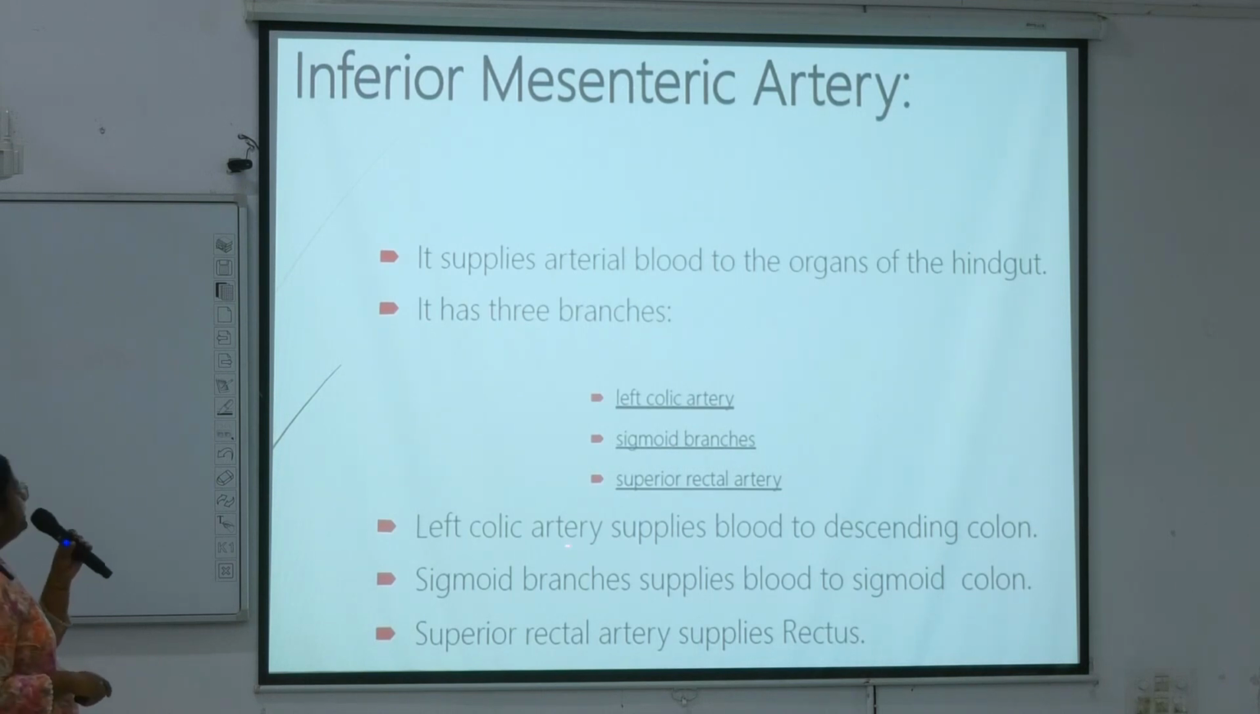So left colic artery supplies blood to the descending colon. Sigmoid branches supply blood to the sigmoid colon. Superior rectal artery supplies the rectum. Okay, and some part of the transverse colon on the left 1/3 is also supplied by this inferior mesenteric artery.